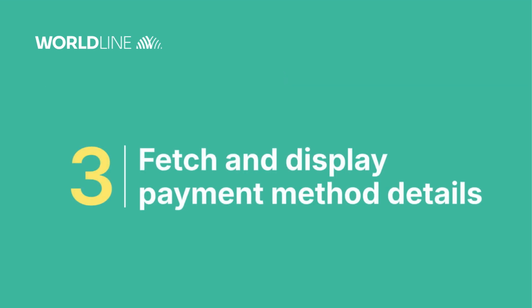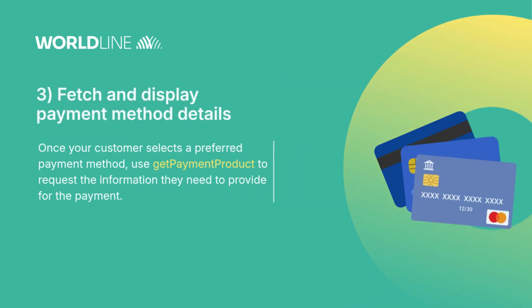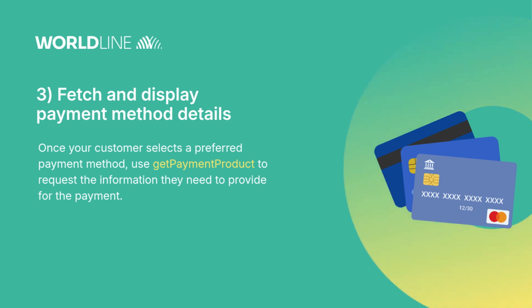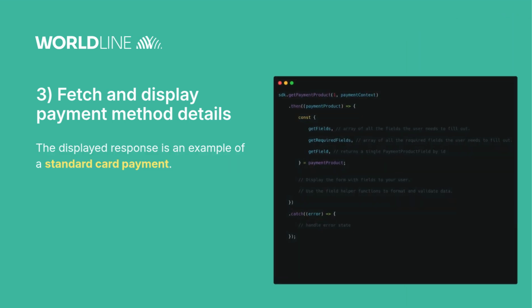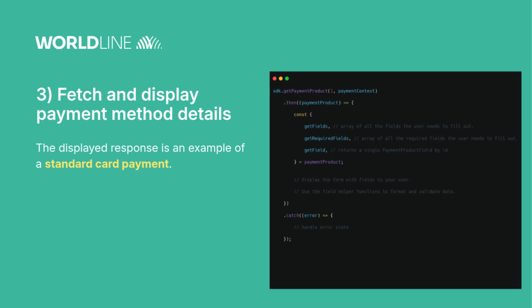Fetch and display payment method details. Once your customer selects a preferred payment method, use getPaymentProduct to request the information they need to provide for the payment. The displayed response is an example of a standard card payment.